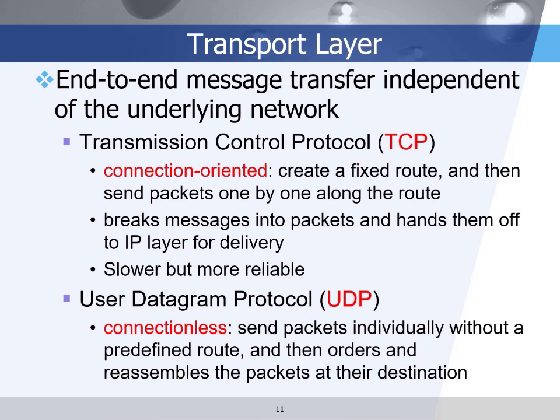So TCP is a connection-oriented protocol. It will create a fixed route and then send the packets one by one along the route. So TCP is a little bit slower because it needs to set up a fixed route, but it is more stable and reliable. The UDP protocol is a connectionless protocol. It will send the packets individually without a predefined route, and then order and reassemble the packets at their destination. So there is no fixed connection in UDP.